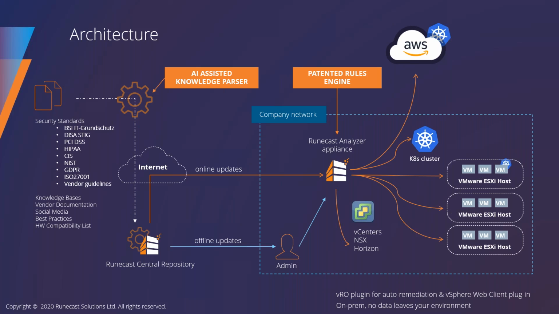We have around 2,800 rules at the moment. This number keeps growing, and it's really important to keep your appliance updated all the time so your environment is protected at all times.